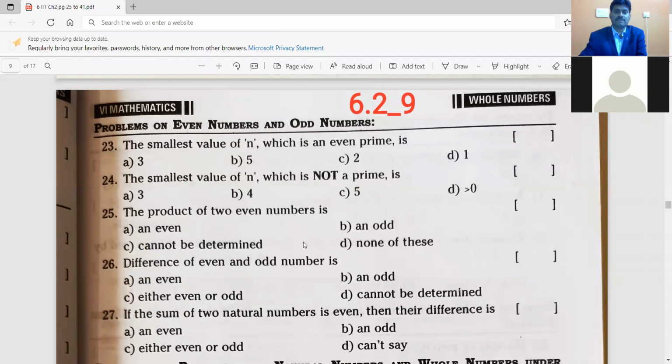The smallest value of n which is an even prime. Prime numbers start with 2, so the even prime is 2. The smallest value of n which is not a prime: here n is even or odd, we will take an odd number, 3, and greater than 0. We go for greater than 0.